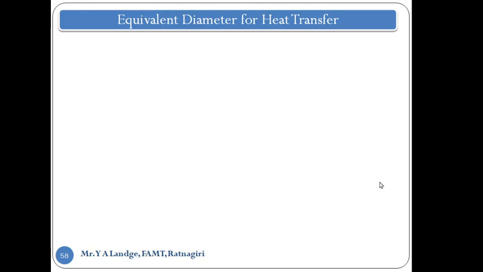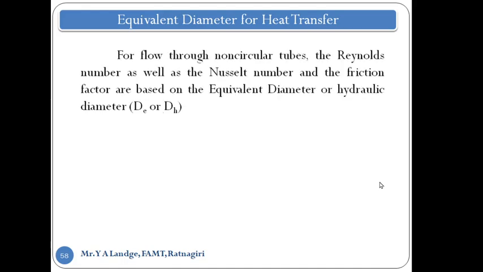Now, what is the equivalent diameter for heat transfer? Or we also call this equivalent diameter a hydraulic diameter. Now, what is the importance of equivalent diameter and the hydraulic diameter? We know that when we are calculating the Reynolds number, the formula is D into U into rho by mu, where D stands for the diameter of the pipe.